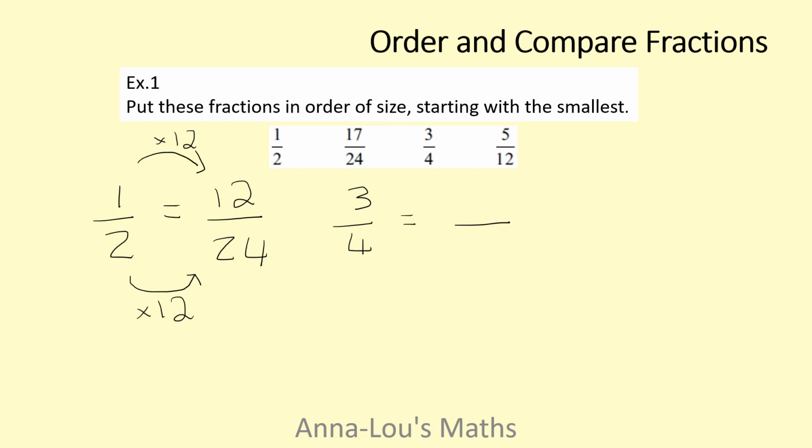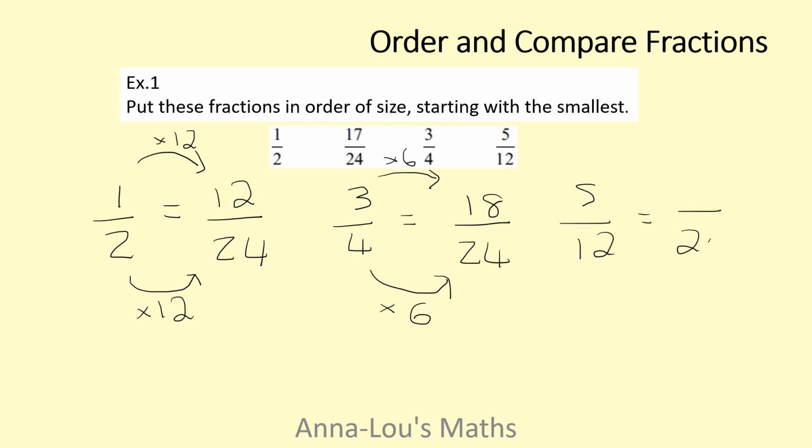So again, I need to make it an equivalent fraction over 24. So what have I done to a 4 to make it a 24? I've timesed it by 6. Whatever I do to the bottom, I do the same to the top. So 3 times 6 is 18. So 3/4 is equivalent to 18/24ths. Last one, 5/12. To turn this into an equivalent fraction over 24, so what have I done to a 12 to make 24? I've timesed it by 2. Whatever I do to the bottom, I need to do exactly the same to the top. So 5 times 2 is 10. So 5/12 is equivalent to 10/24ths.